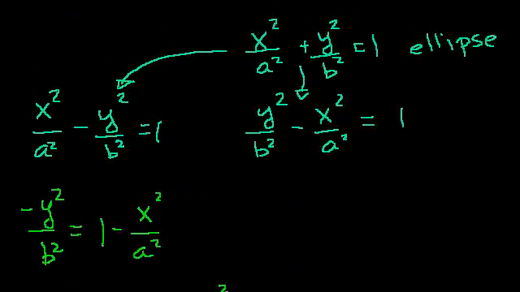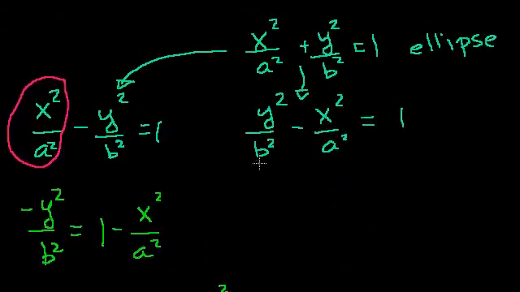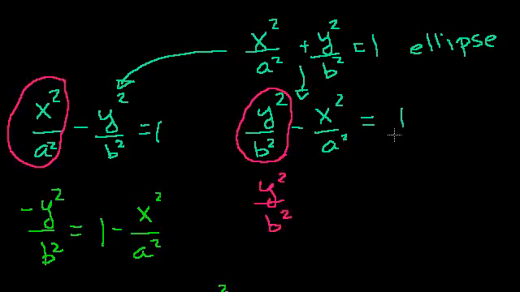So notice that when the x term was positive, our hyperbola opened to the right and the left. And you could probably guess from deductive reasoning that when the y term is positive, which is the case in this one, we're probably going to open up and down. And let's just prove that to ourselves. So let's solve for y. You get y squared over b squared. We're going to add x squared over a squared to both sides. So you get equals x squared over a squared plus 1.